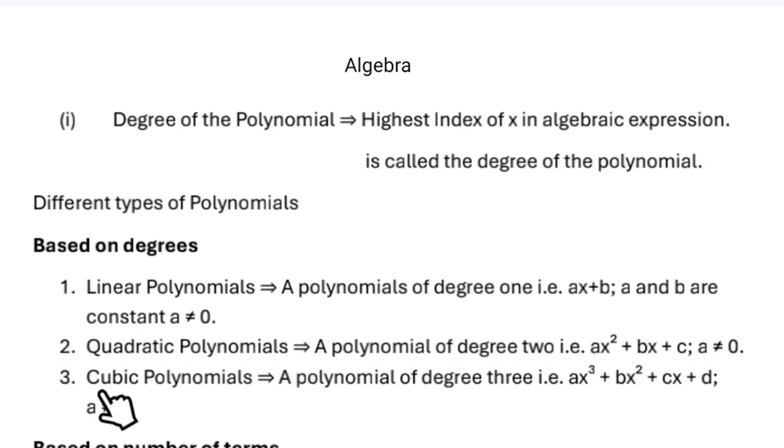Now the third one is cubic polynomials. A polynomial of degree 3, that is ax cube plus bx square plus cx plus d. Here a not equal to 0. Here x cube, x raised to the power 3, so this polynomial is called a cubic polynomial.